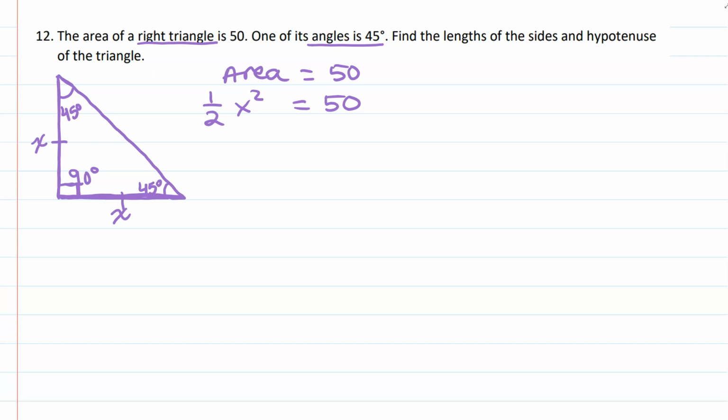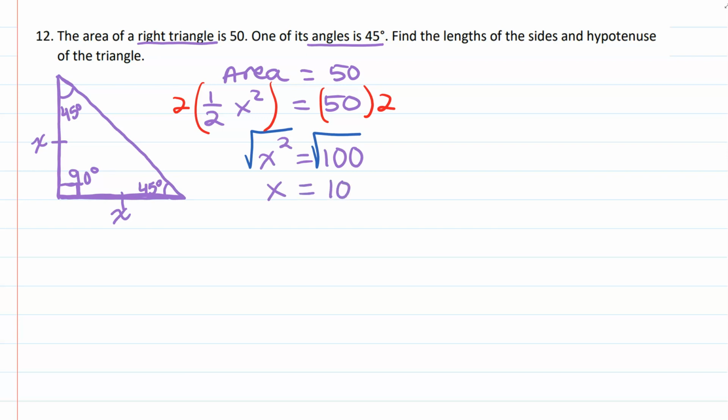So to undo 1/2, we would multiply both sides by 2. When we multiply both sides by 2, x squared is equal to 100. And then to undo square, we would have to square root both sides. So x is the square root of 100, which is 10. So we know that this is 10. So this is also 10. That would be the size.